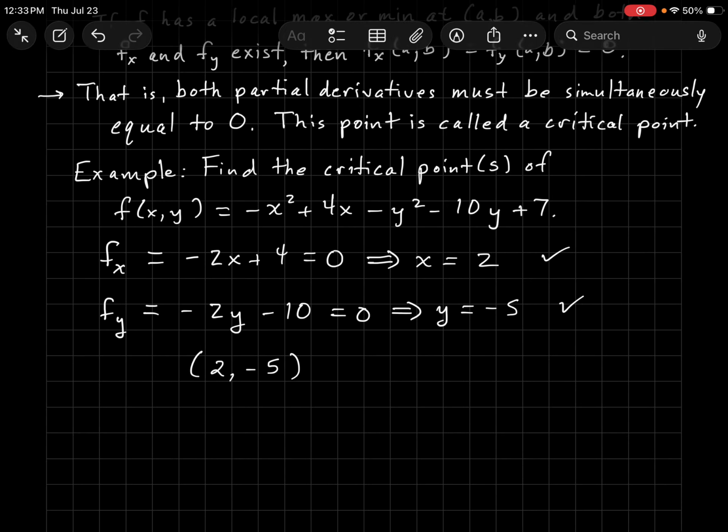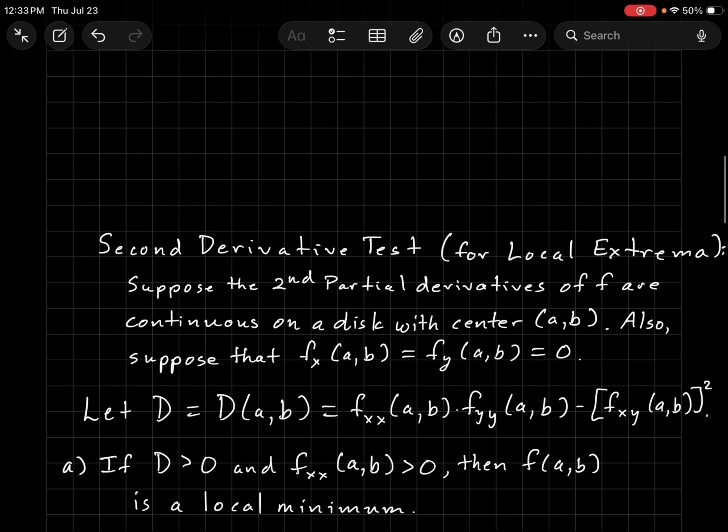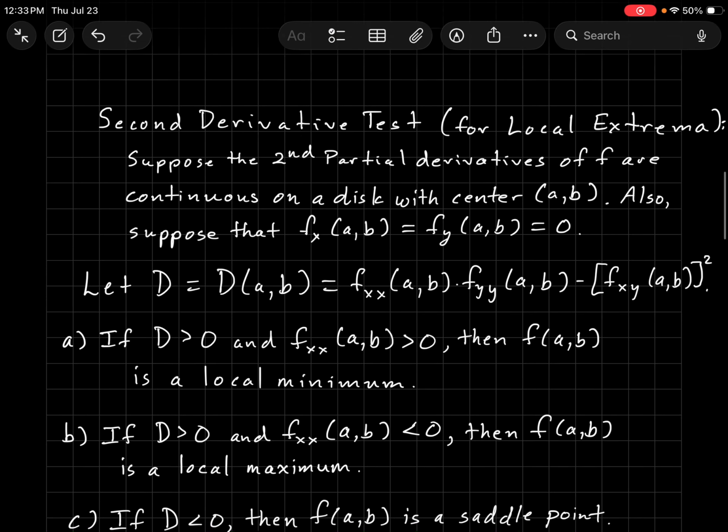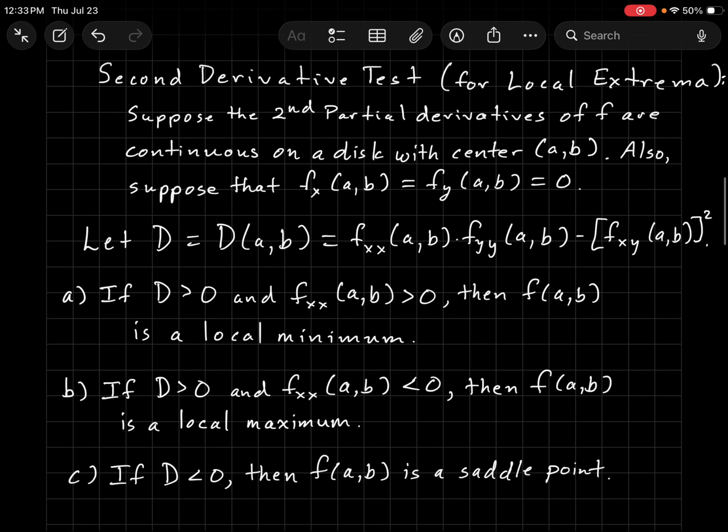Because finding maxes and mins, local maxes and mins, is a little bit more complicated in multivariable than it is in single variable. In fact, quite a bit more complicated perhaps. So there is a second derivative test for local extrema that we use in multivariable. So, a technicality: suppose that the second partial derivatives of f are continuous on a disk with center (a, b), and suppose that we have a critical point, that is, the first partial derivatives at that point equal 0.